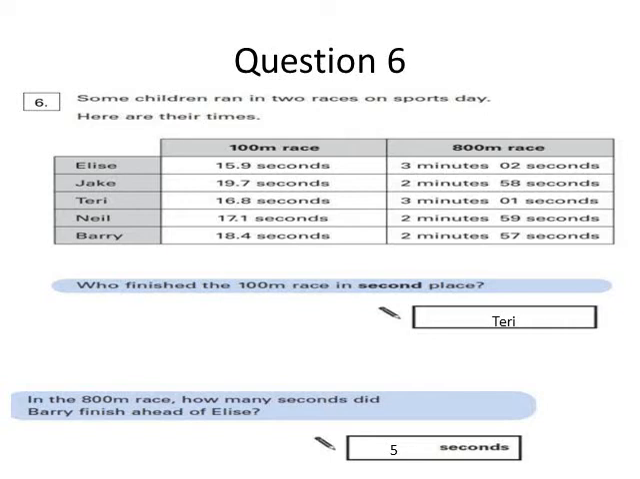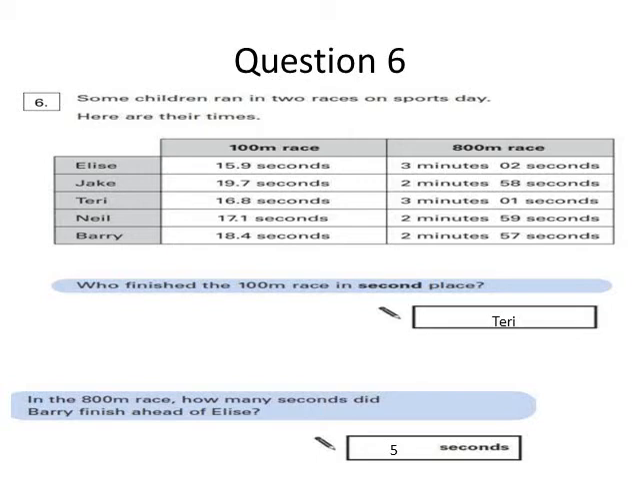So the first question here asked who finished the 100-meter race in second place. So you have to order these numbers or these seconds in ascending order and choose the second one, which is Terry, because the first one was Ellis. She finished the race in 15.9 seconds, and after that it's Terry, with 16.8 seconds. So you have to choose the second smallest one.